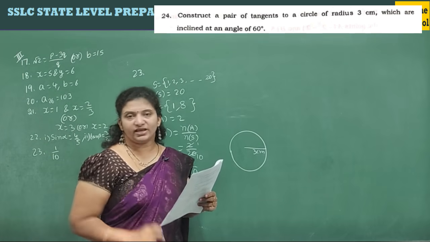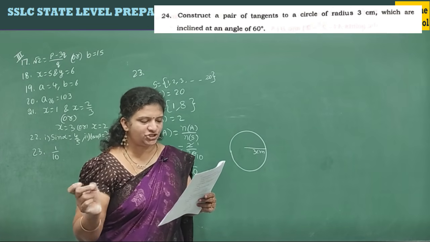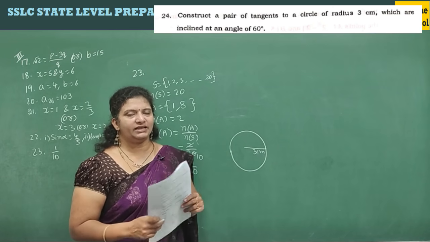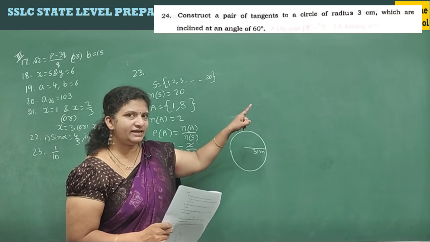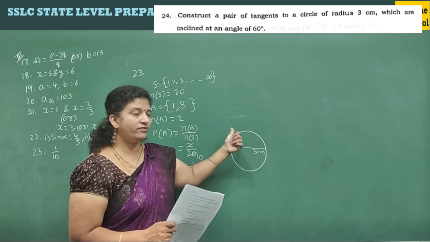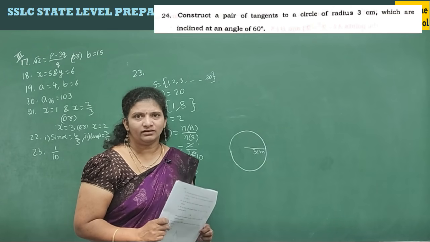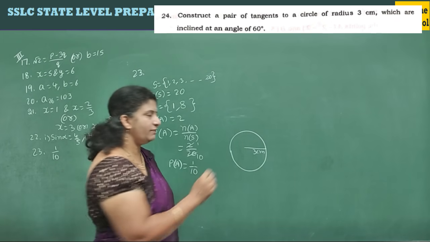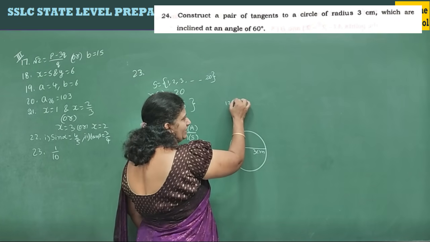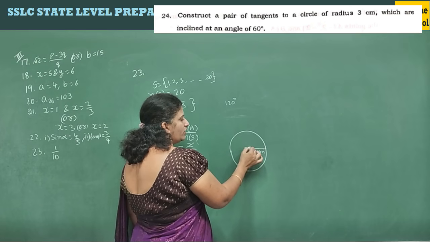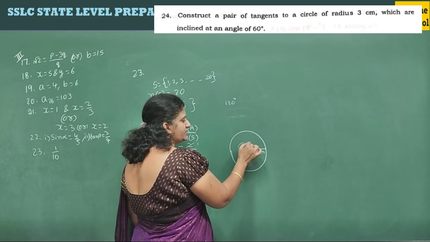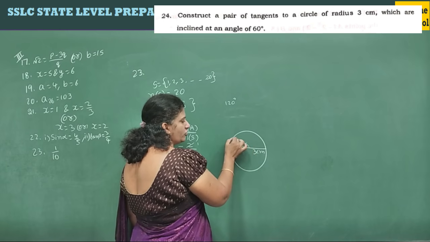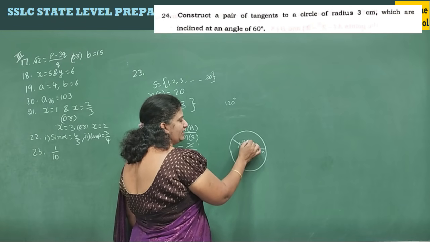And read the question carefully. Construct a pair of tangents which are inclined at an angle 60 degree. That means tangent's inclination angle 60. Then what will be the angle at center? The angle at center, it will be 180 minus 60. It will be 120 degree, right? So do 120 degrees here. Just I am showing you roughly, right? Second arc you join. This is nothing but 120 degree.